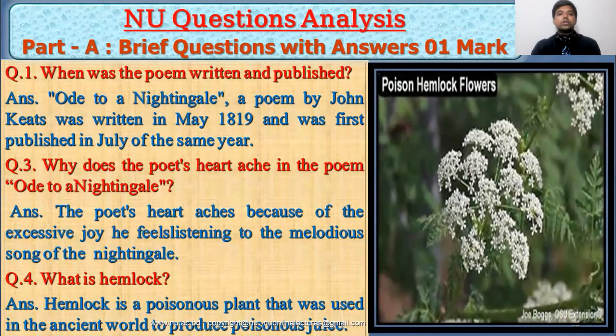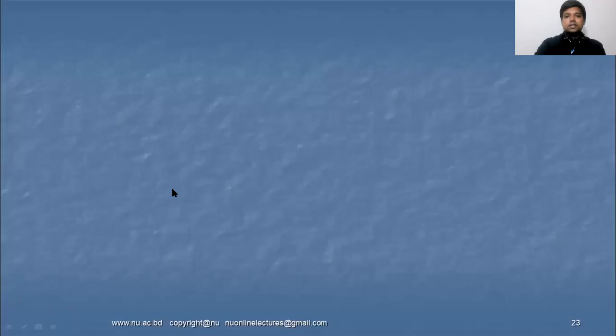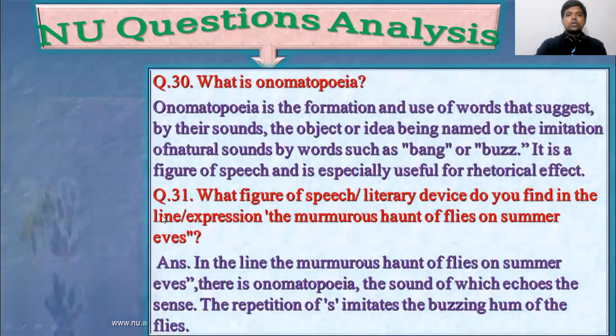Here I will show you now the last question analysis, which I have already discussed. Here you will find what is hemlock. Hemlock is a poisonous plant that was used in the ancient world to produce poisonous juice. So this is the image of poison. Here also find why does the poet's heart ache in the poem. I have already discussed, because the poet's heart aches because of the excessive joy he feels on listening to the melodious song of the nightingale. So this is a very important short question.